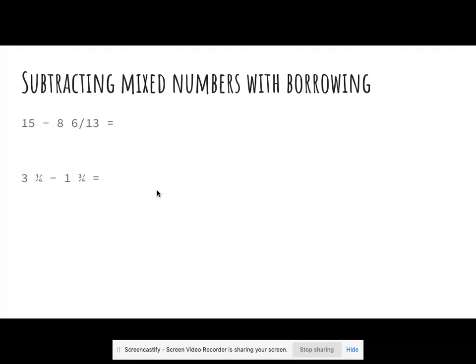So our first example here, I have 15 subtract 8 and 6/13. Well, so I don't have a fraction on top. So what I'm going to do is I'm going to borrow from the 15 and make this a 14. Now, what I do is I take and I make this my common denominator, and I make it as a fraction of 13 over 13. Because if I think about it, 14 plus this 13 over 13, which is 1, that is still technically a total of 15.